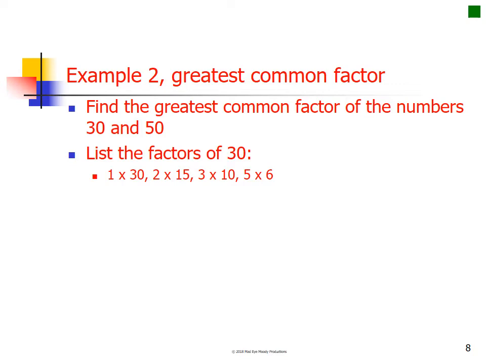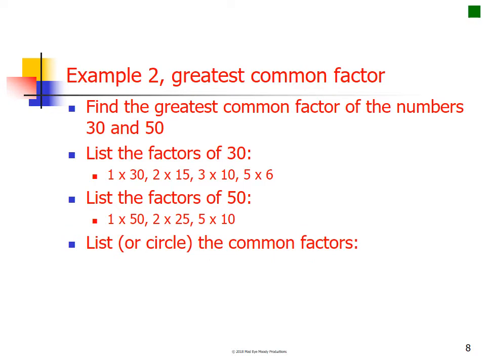Once I have my factors of 30, I then want my factors of 50. So I will do the same process. 1 times what? 2 times what? 3 times what? 4 times what? Until I hit my repeated number. So 1 times 50, 2 times 25, 3 times nothing, 4 times nothing, 5 times 10, 6 times nothing, 7 times nothing, 8 times nothing, 9 times nothing, and then I get to 10, which I've already used, so I can stop. Once I have my individual factors for each individual number, then I can list the common factors.